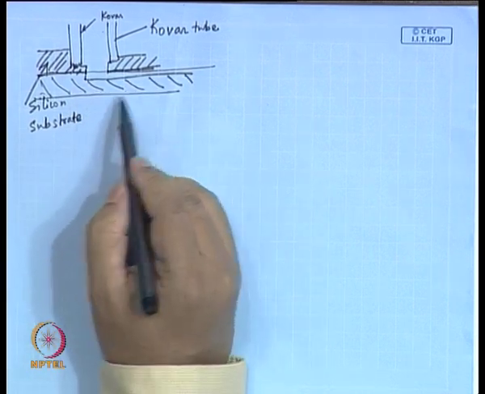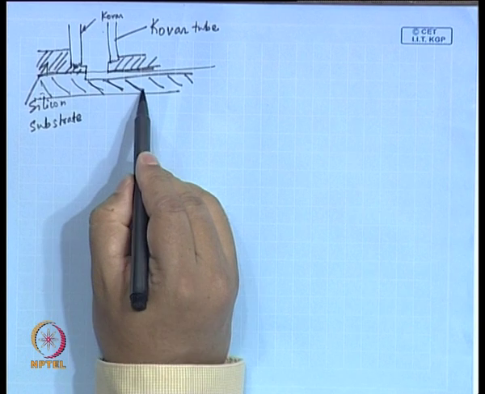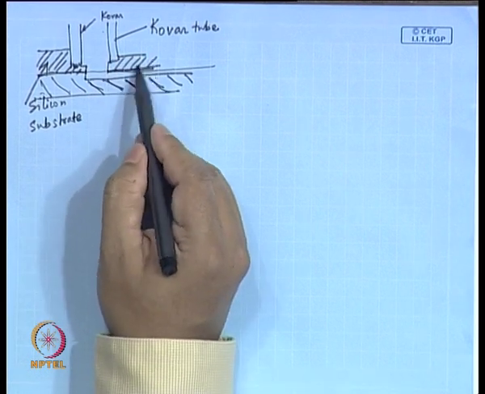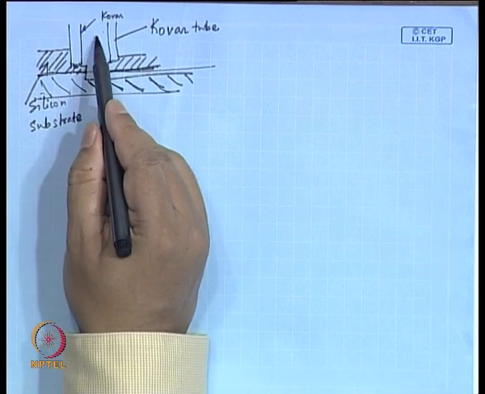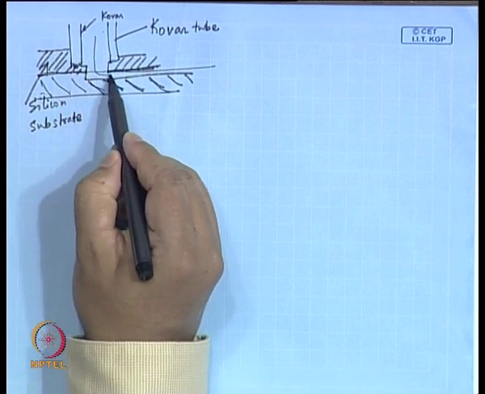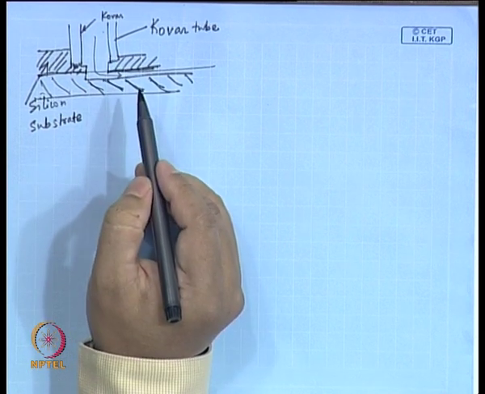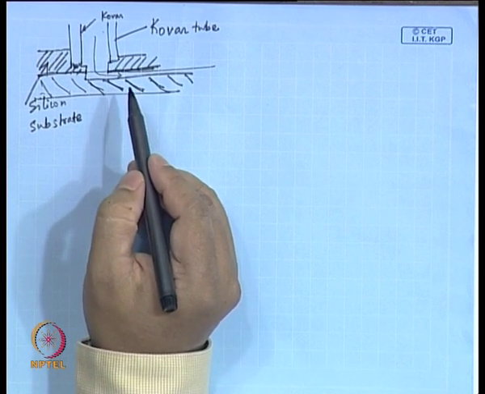So, this is the bottom plate, this hatching represents the bottom plate, this hatching represents the top plate, and suppose this is the channel we are referring to. So, the fluid will come through this and will pass through this channel, all right. So, that is the idea.